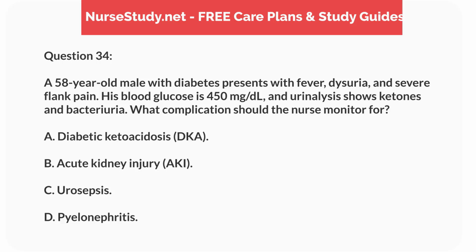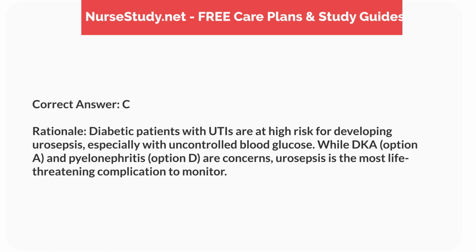What complication should the nurse monitor for? A. Diabetic ketoacidosis, DKA. B. Acute kidney injury, AKI. C. Urosepsis. D. Pyelonephritis. Correct answer, C. Rationale: diabetic patients with UTIs are at high risk for developing urosepsis, especially with uncontrolled blood glucose. While DKA, option A, and pyelonephritis, option D, are concerns, urosepsis is the most life-threatening complication to monitor.